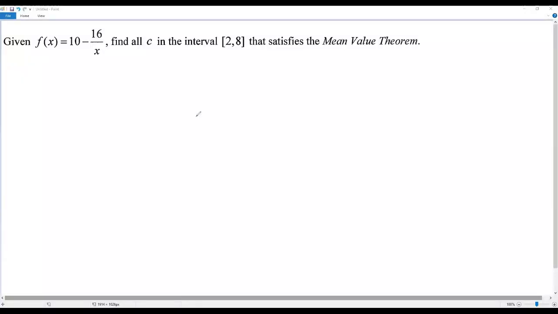We have an AP Calculus AB problem. Okay, let's go with the information. Given f of x equals 10 minus 16 over x, find all c in the interval [2, 8] that satisfies the mean value theorem.